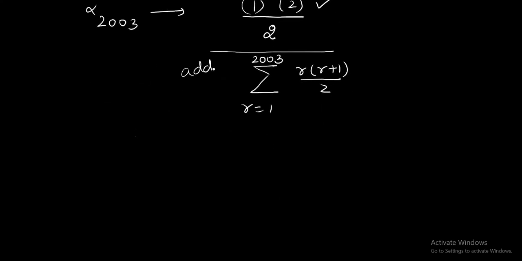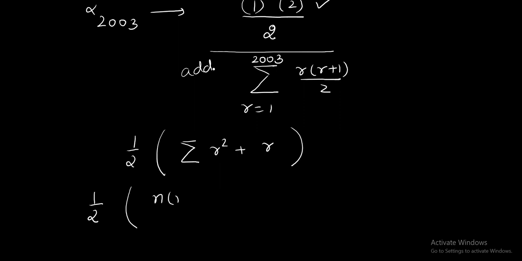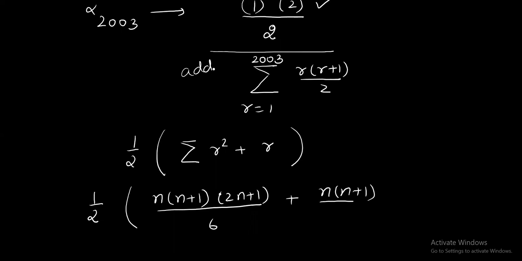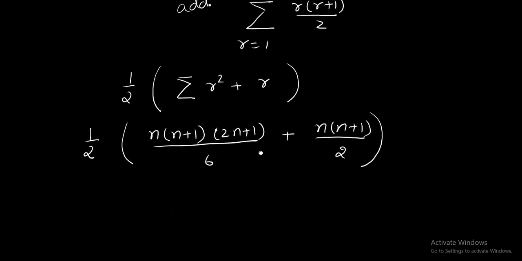So now we have to use a little bit of sequence and progression. This will be sigma r square plus r, right? Or you can write it as sigma r square plus sigma r. I will be writing the answer in terms of n. So this will become n into n plus 1, 2n plus 1 whole divided by 6, and sigma r means n into n plus 1 by 2, where I am taking n as 2003. But before that, let's simplify it.